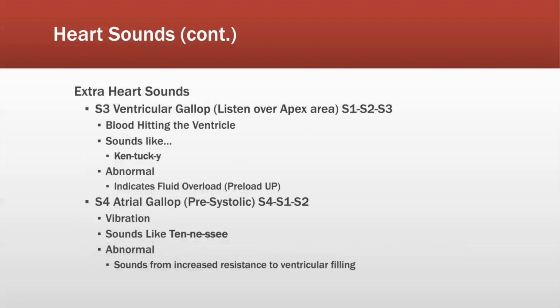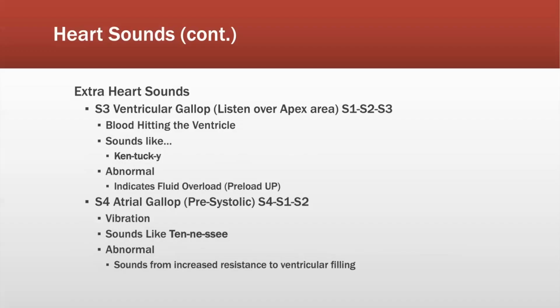All right, so extra heart sounds, these are your S3 and your S4. The S3 is a ventricular gallop. So you listen to this over the apex area. This is from blood hitting the ventricle. It sounds like Kentucky, Kentucky, Kentucky. So this is abnormal, and it does indicate fluid overload. So your preload is usually up when you have an S3 heart sound.